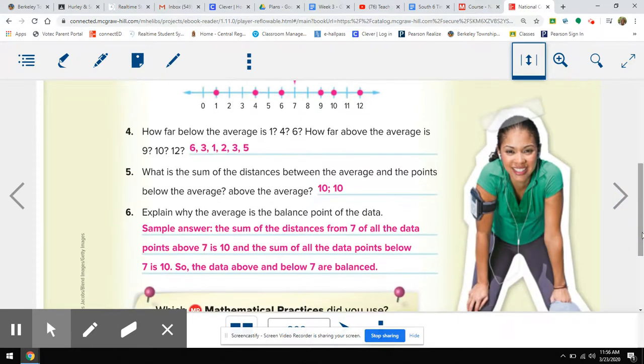And when we say what is the sum of the distances between the average, sum means to add. So you needed to add them up to find the sum of the distances between the average and the points below. So these are my ones below. 6 plus 4 plus 1 is 10. And then these are my ones above. 9 plus 10 plus 12 is 10.